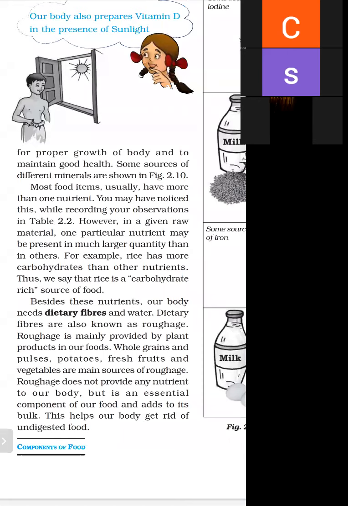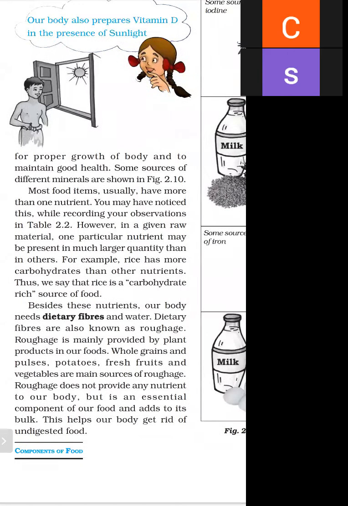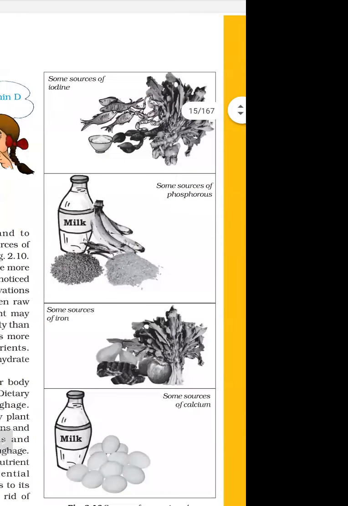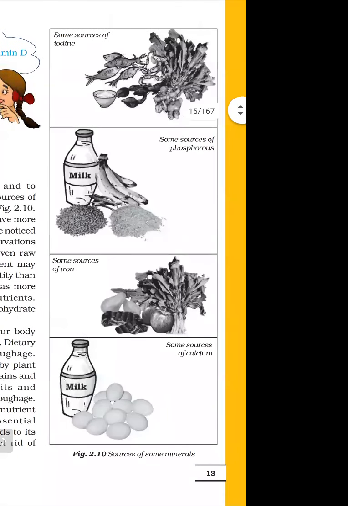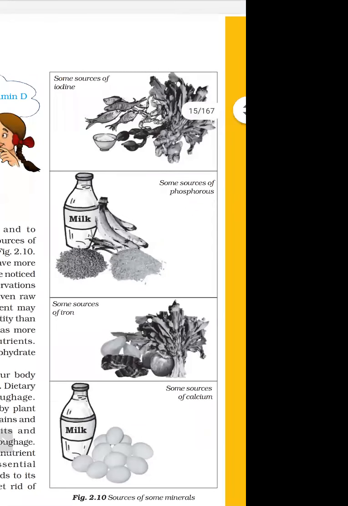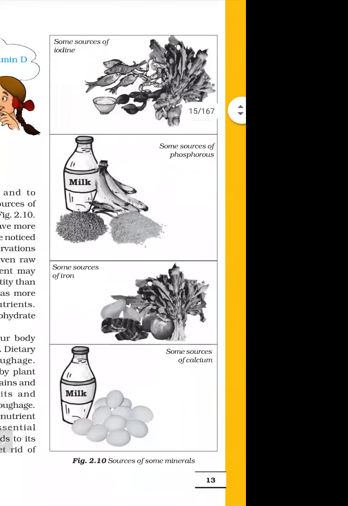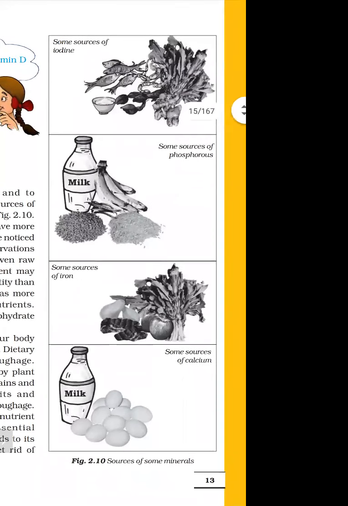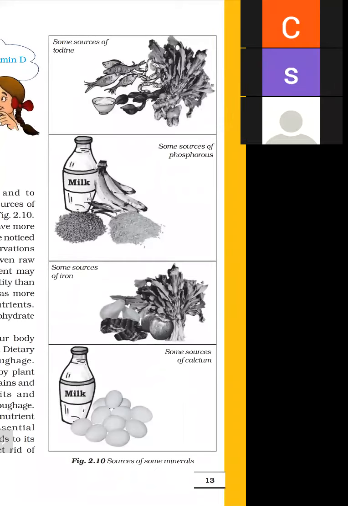And these are the sources of minerals: iodine, phosphorus, iron, and calcium. Iodine is obtained from these products. And how can we obtain phosphorus from these sources? And how can we obtain iron from these sources? And how can we obtain calcium? This can be obtained from the following source. And this table is of minerals.